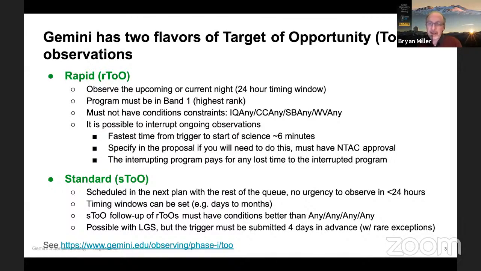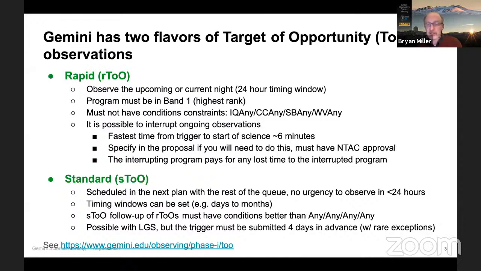Doing this back in the days of following up gamma ray bursts, the fastest time from receiving the trigger to start of science was about 6 minutes. So it can be relatively quick. You do need to specify in your proposal if you need to do this so that you can get approval for this particular mode. And if you do this, your program might get charged for any time lost to the program that you're interrupting, just so you know in advance.